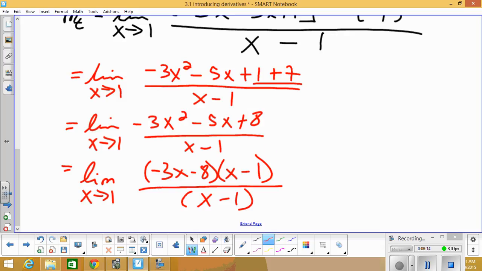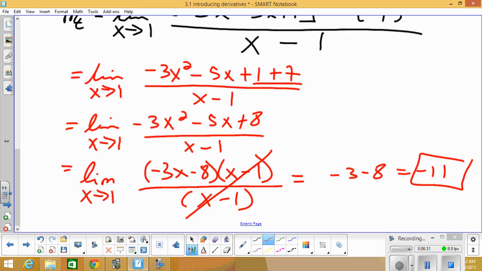And then I see here that this reduces. I no longer have an undefined issue going on. I'm going to go ahead and do direct substitution. And then I can see I have negative 3 minus 8, or negative 11, is my slope.